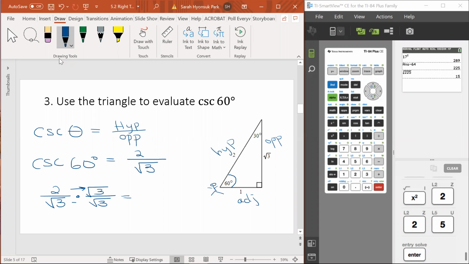And when we multiply fractions, you multiply straight across. So this is 2 root 3. Root 3 times root 3 is root 9, which simplifies to 3. Square root of 9 is 3. Okay, so that's our answer. It's rationalized. Cosecant of 60 degrees is 2 root 3 over 3.